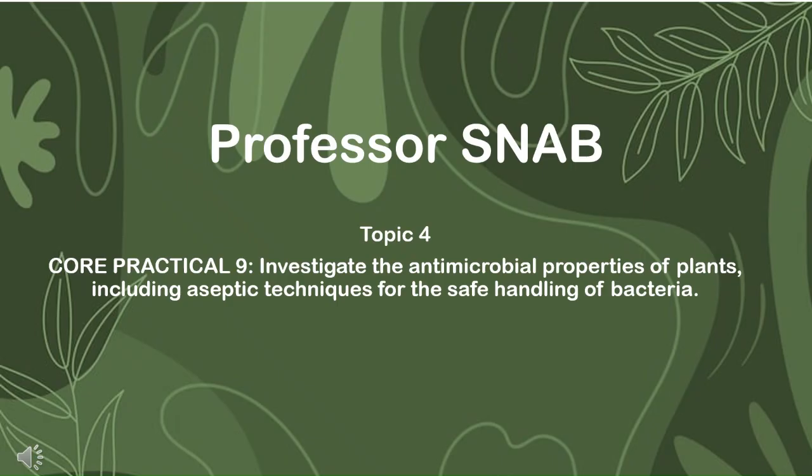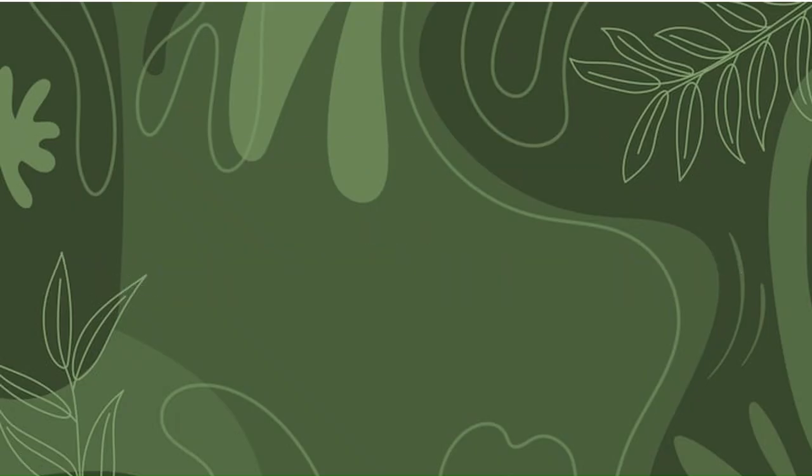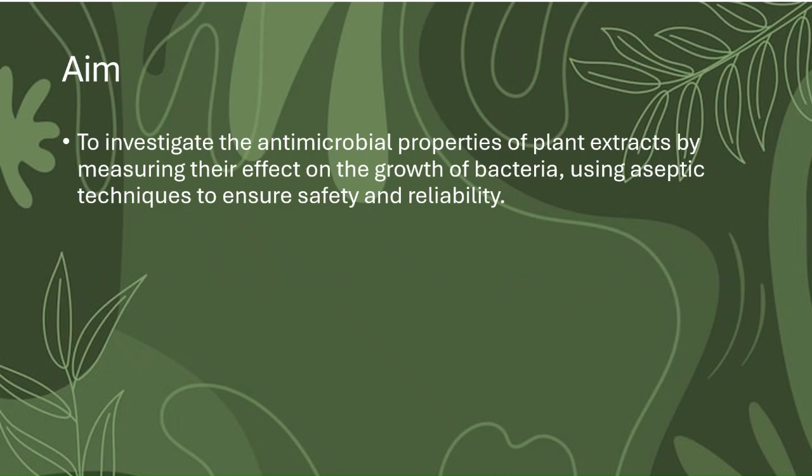So today we're looking at core practical 9, which is to investigate the antimicrobial properties of plants, including aseptic techniques for the safe handling of bacteria. So the aim of this practical is to investigate the antimicrobial properties of plant extracts by measuring their effect on the growth of bacteria using aseptic techniques to ensure safety and reliability.